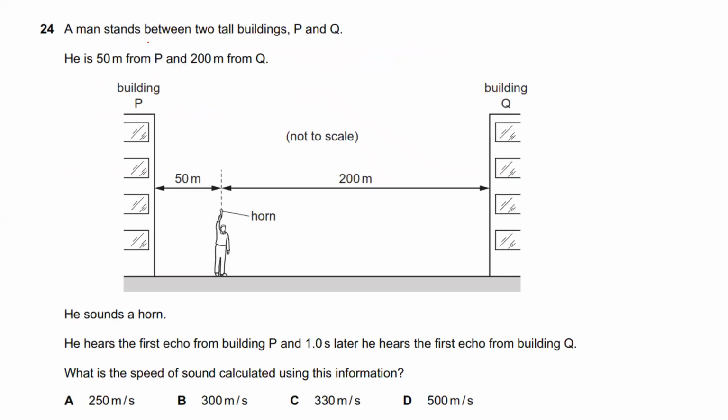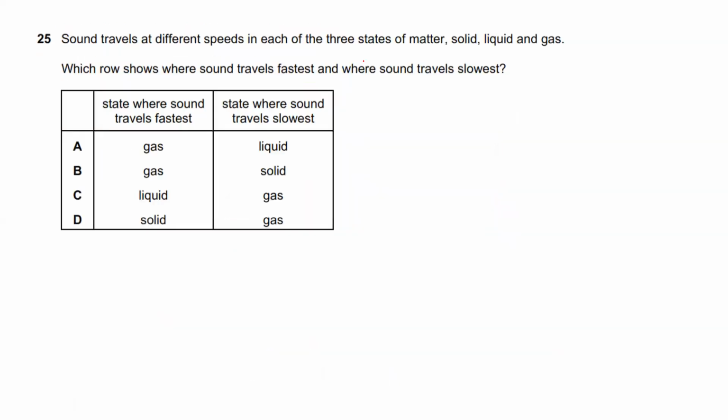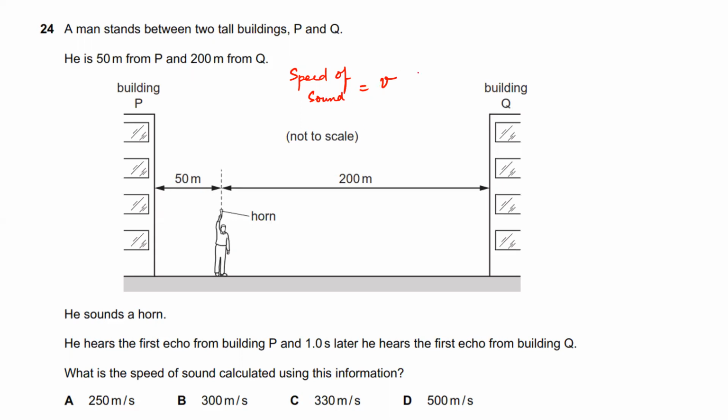Then question number 24, it says a man stands between two tall buildings, P and Q. He is 50 meters from P and 200 meters from Q. He sounds a horn, hears the first echo from building P, and 1 second later he hears the echo from building Q. What is the speed of sound calculated using this information? So remember, the speed of sound will be the same for our case. So let's call it v. So the speed of sound is v.